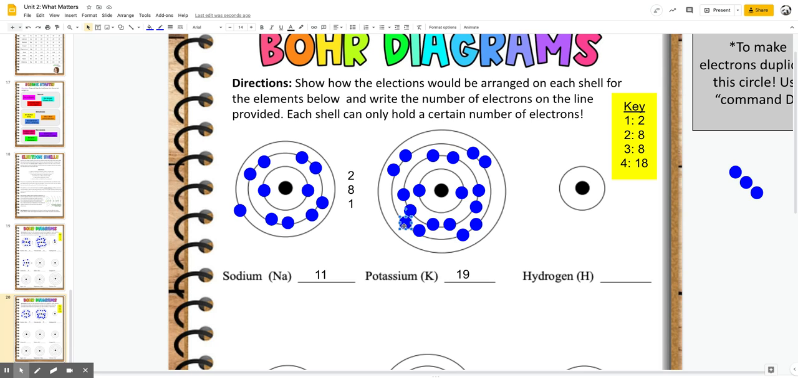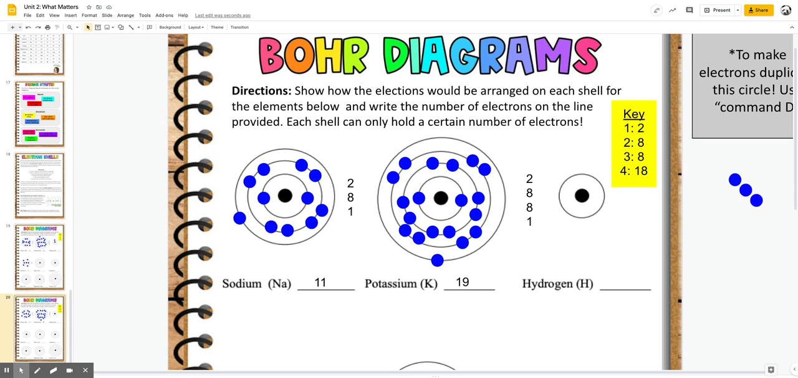I need to show one more for potassium. So I've got 1 on this very last shell. And again, if I write out our little arrangement here, we've got 2 on the first, 8 on the second, 8 on the third, and 1 on the fourth. And that should give us a total of 19. Following the rules, right, using this key, with only having 2 electrons on the first shell, 8 on the second, 8 on the third, and up to 18 on the fourth. And that is how we create Bohr diagrams.